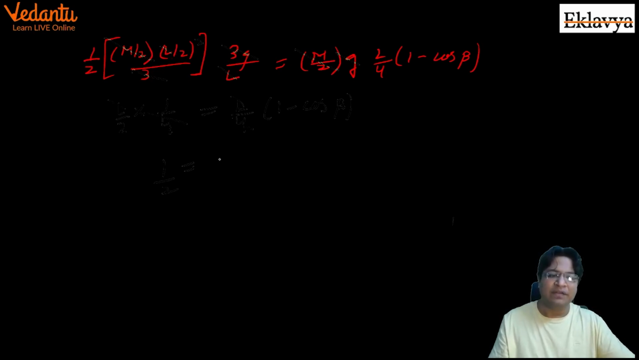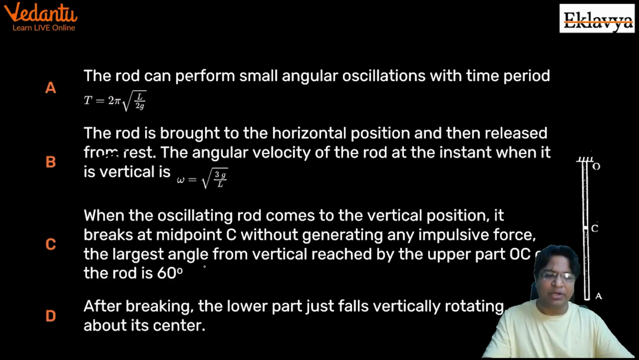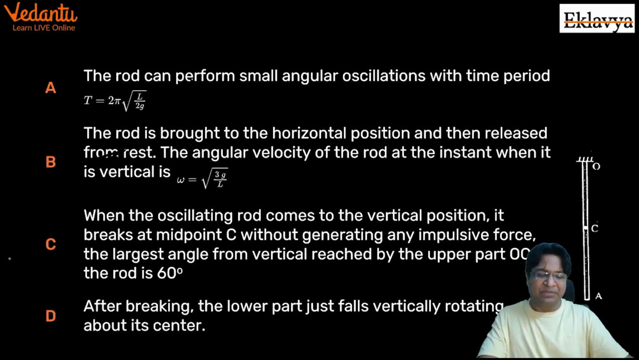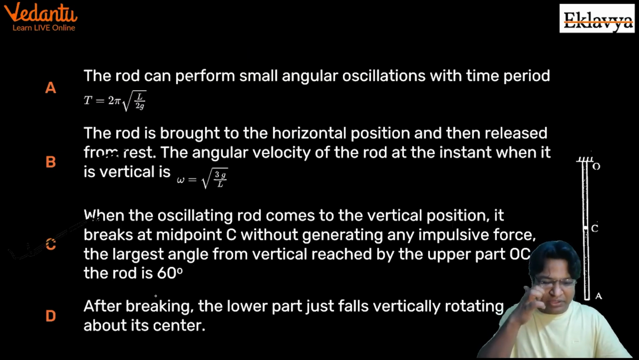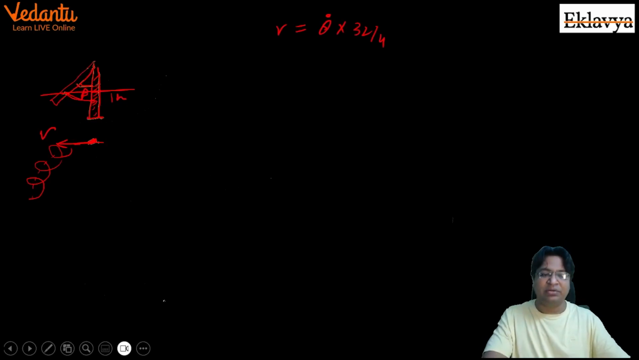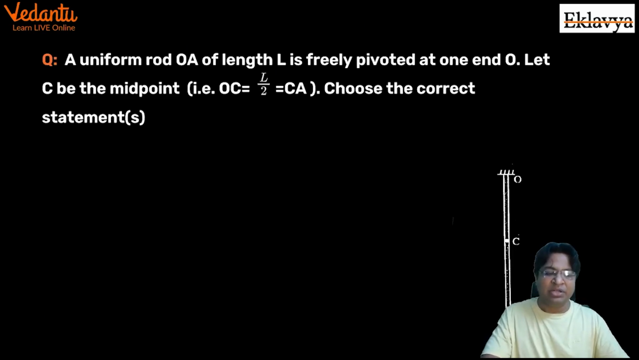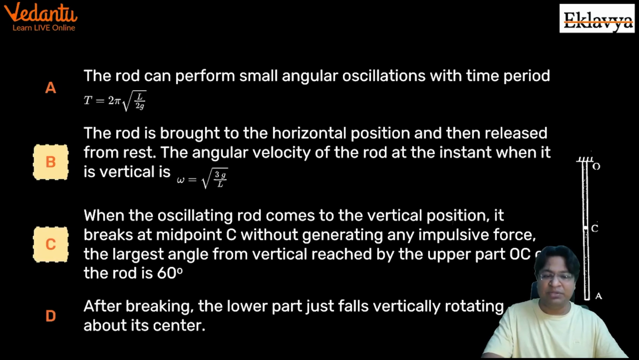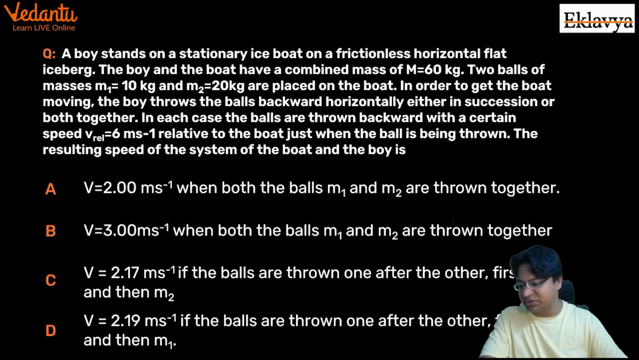So half is equal to 1 minus cos beta. So cos beta is half, so beta is 60 degrees. If I go back to the options, this is again correct. And after breaking, the lower part just falls vertically rotating about the center? No, that is not correct. It doesn't fall vertically, it goes as I described. So options B and C would be the correct options for this question.